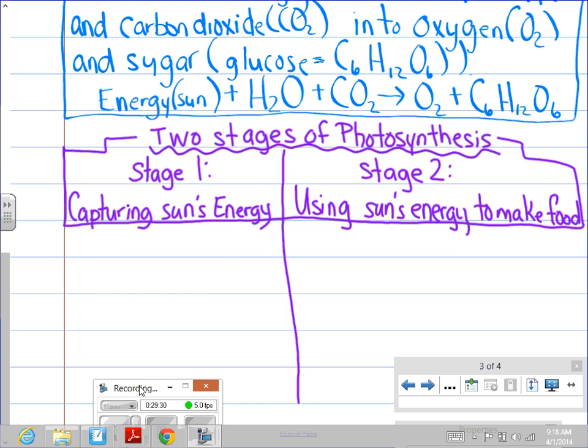We're going to start with stage 1. We're capturing sun's energy. What normally captures the sun's energy? Plants. So this process mostly occurs in leaves.